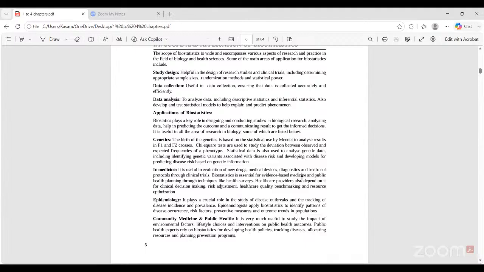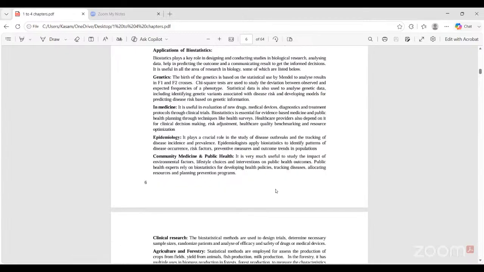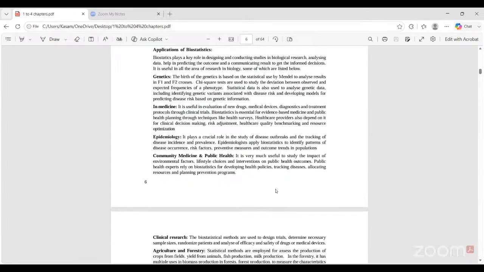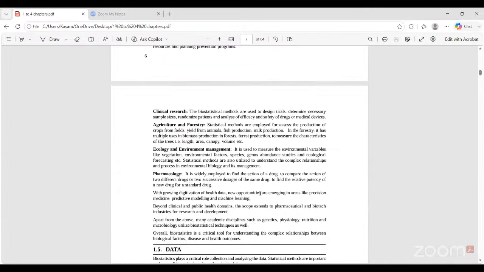Statistical data is also used to analyze genetic data, including identifying genetic variants associated with disease, developing models, and predicting disease risk based on genetic information. In medicine, it is useful in evaluating new drugs, medical devices, diagnostics, treatment protocols, and clinical trials; biostatistics is essential for evidence-based medicine and public health planning through techniques and health surveys. Epidemiology, community medicine, clinical research, agriculture, forestry, ecology and environment, and pharmacology are all included in biostatistics and its scope.